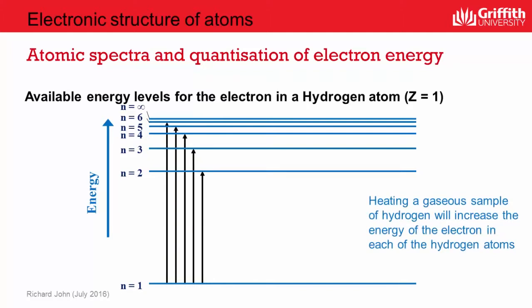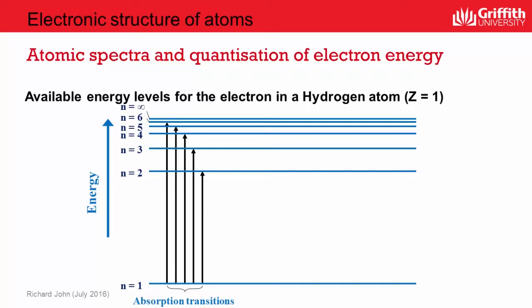Now if we heat a gaseous sample of hydrogen, we can increase the energy of the electron in the hydrogen atoms to one of these higher energy levels. And these are called absorption transitions. Electrons are transitioning from one energy level to another by the absorption of energy.